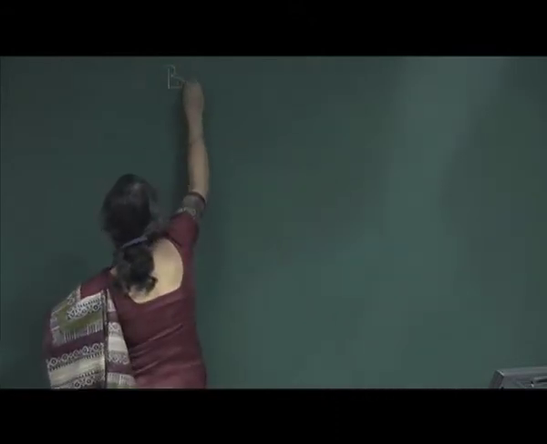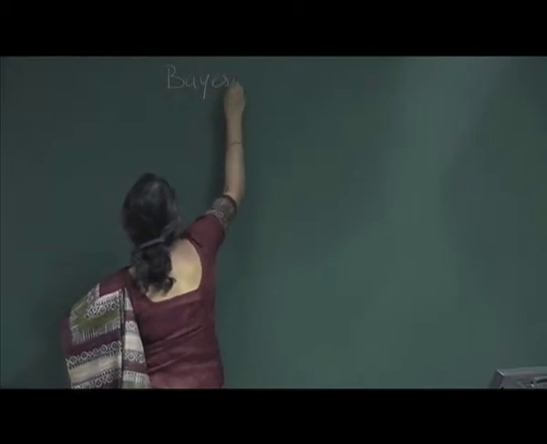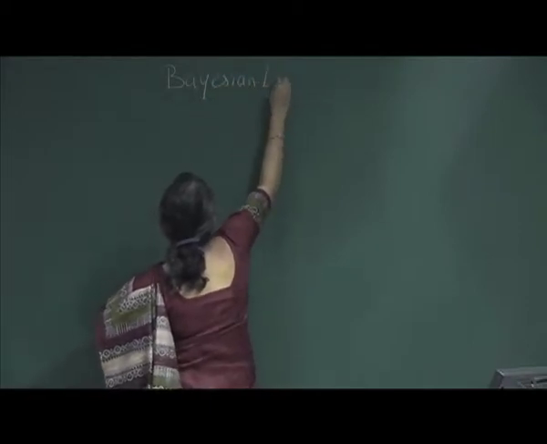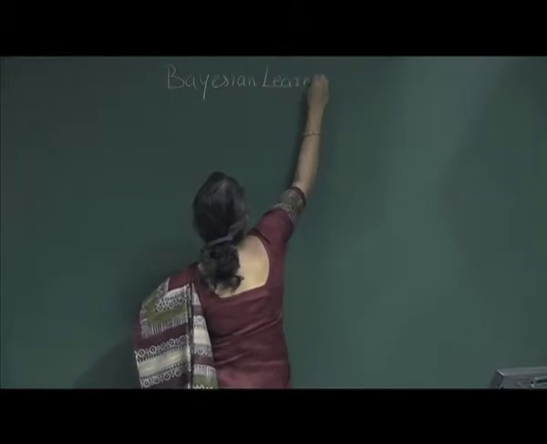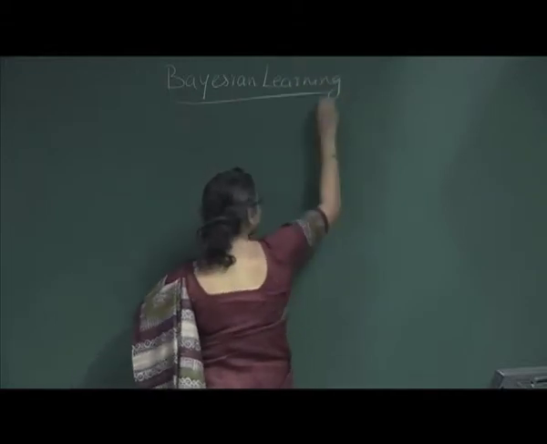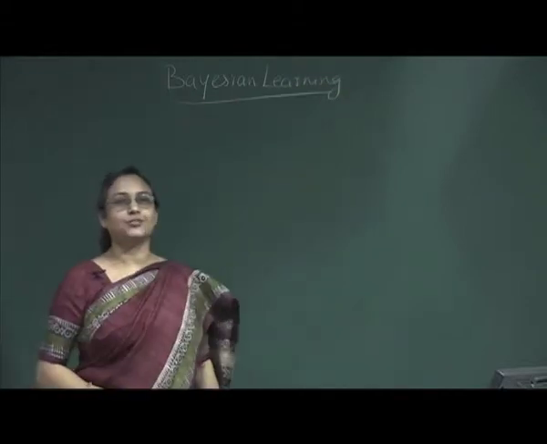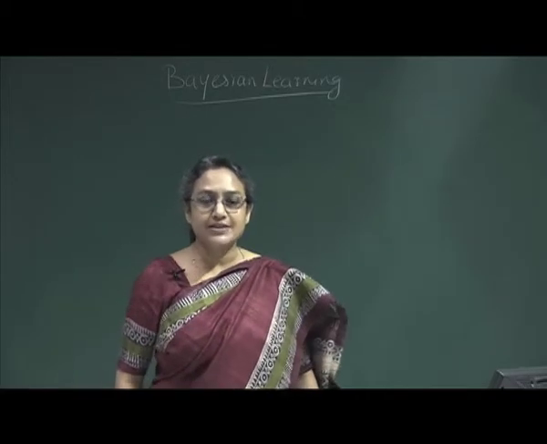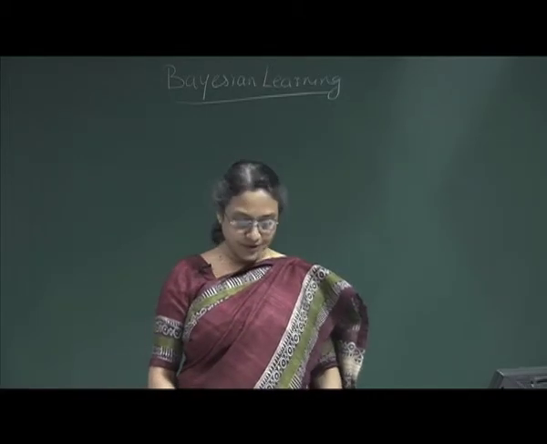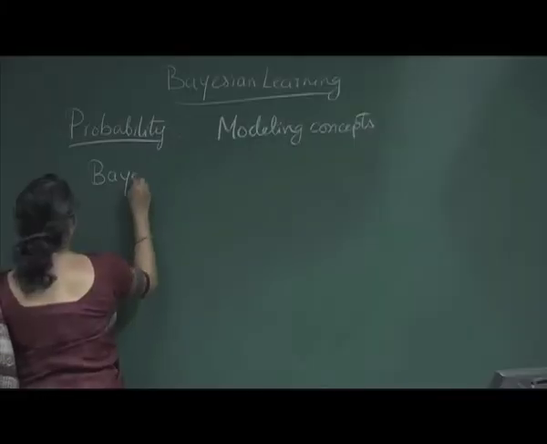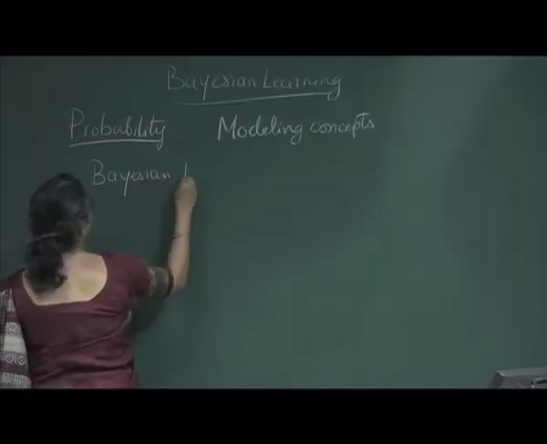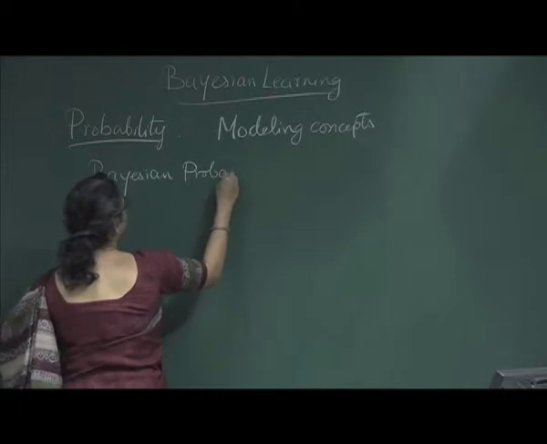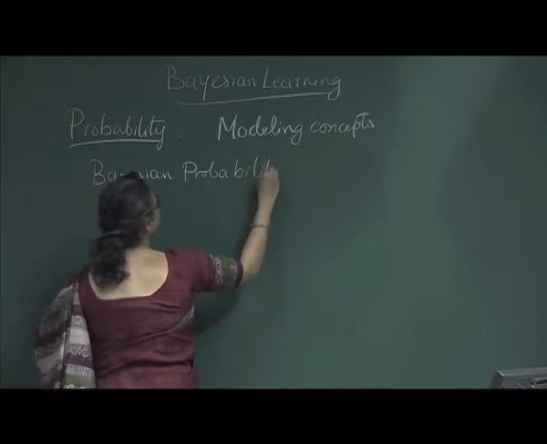Today we will talk about Bayesian learning, which is part B of module 4. In the last class, we gave a crash course on probability, and today we will see how probability is used for learning, which talks about partial beliefs.